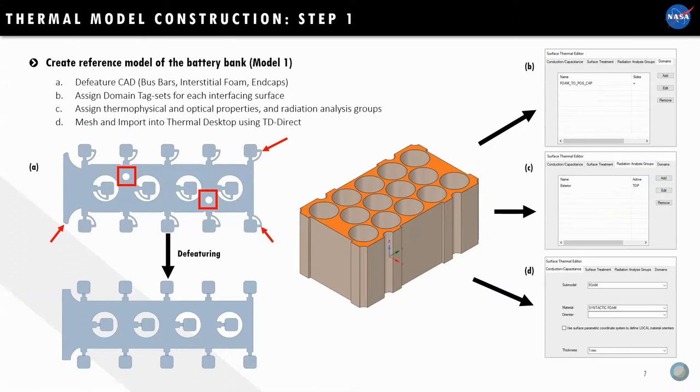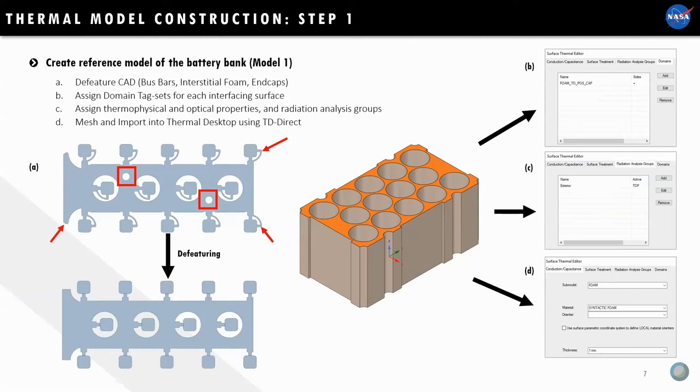So now a little bit more detail for each of these steps. For step one, this was creating a reference model of the battery bank. This included defeaturing our CAD, assigning domain tag sets for all our interfacing surfaces, thermophysical and optical properties, as well as radiation analysis groups, and then finally meshing and importing into Thermal Desktop.